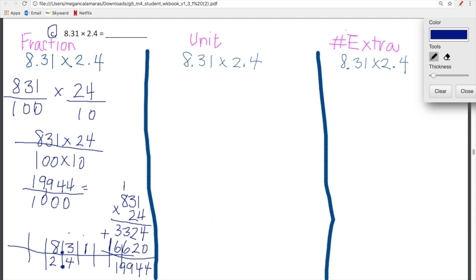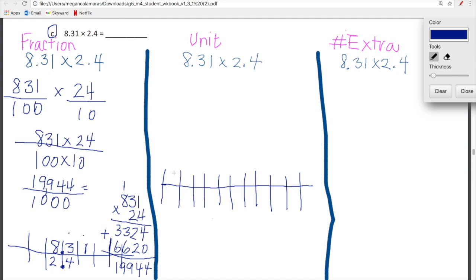Let's convert that into a decimal. The way we would do that is I'm going to erase. Actually, we'll do it over here and we'll erase. We're going to slap that gigantic number onto a place value chart that we can make in a snap right here. Okay, so let's put 19,944.